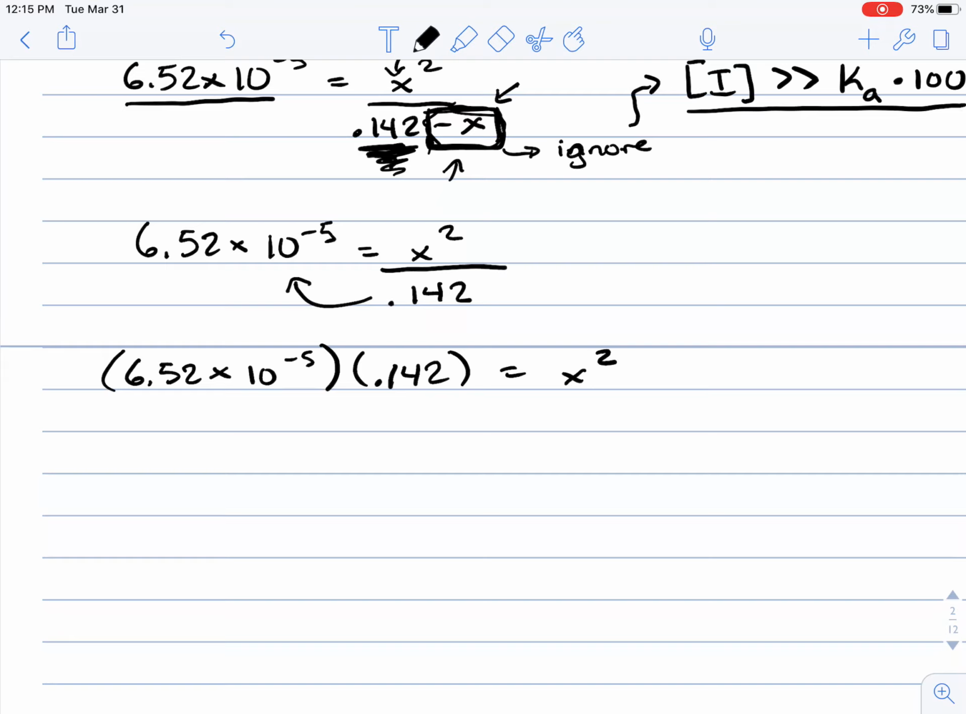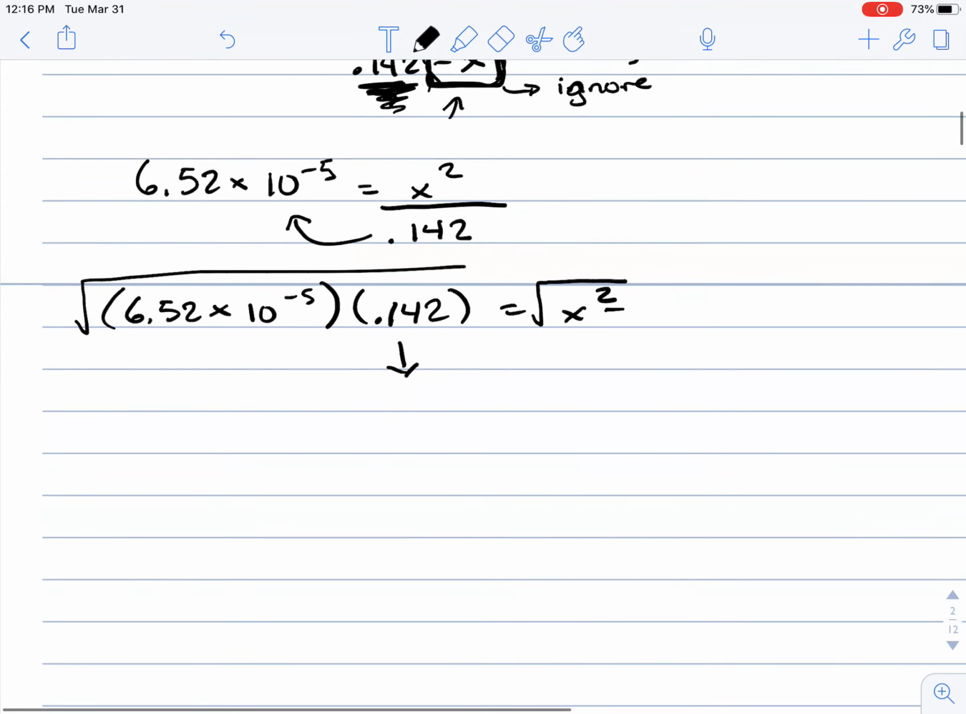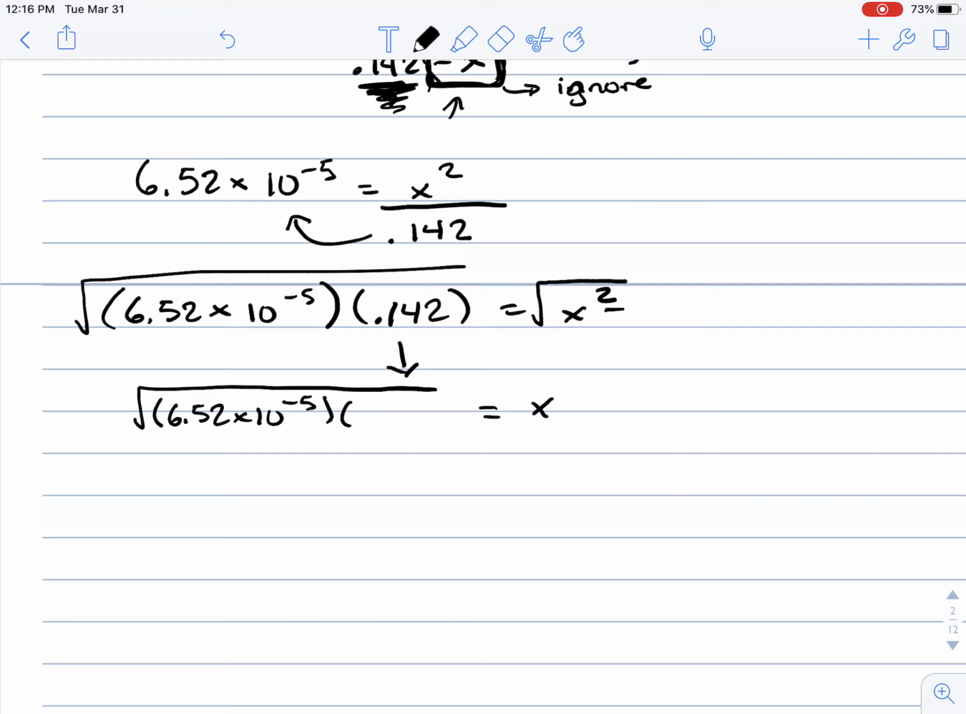You can go ahead and multiply this in your calculator, but I'm just going to push forward. To get rid of this square, I'm going to take the square root of both sides. And so the value of x is going to be equal to the square root of the product of 6.52 times 10 to the negative 5 and 0.142.